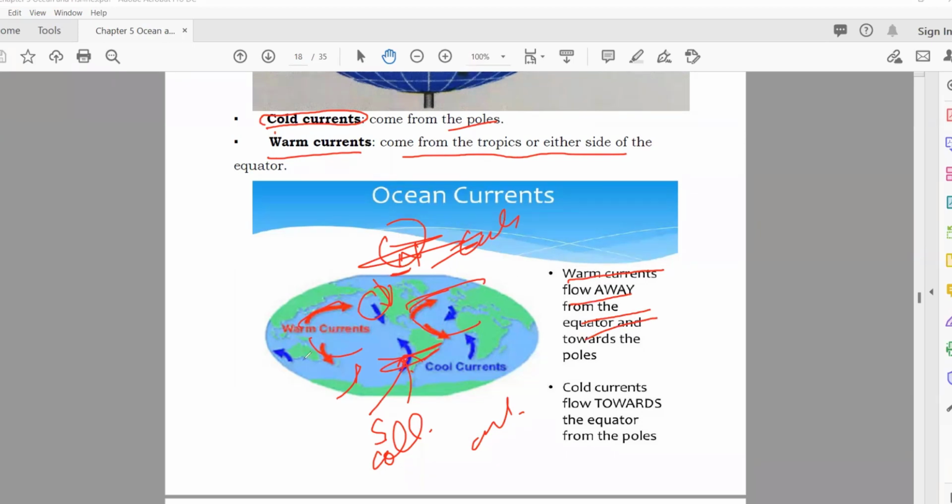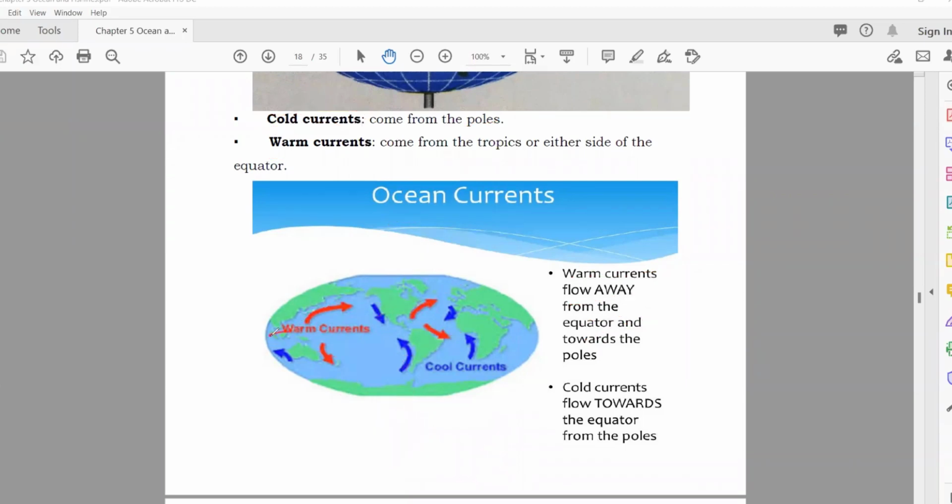Once again, for example, if I draw the equator here, I will change the color, then it will be easier. This is the equator line. They are saying that the warm current always moves away from the equator. You can see the red lines, they are going away from the equator. Whenever there is a warm current, it moves away from the equator. The cold one is always towards the equator.